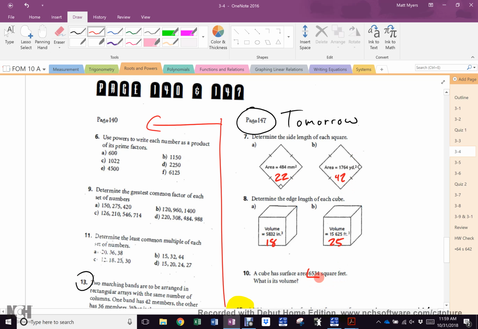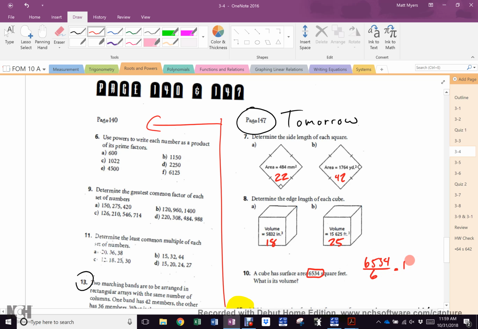What do I have to do to that to find the side length? That's the whole surface area. What should I do to find one side? No. Nope. Wow. How many sides are there on a cube? 6. That's all of the cube. I need one face of the cube. So what do I do? Divide by 6 to get what? 1,000.